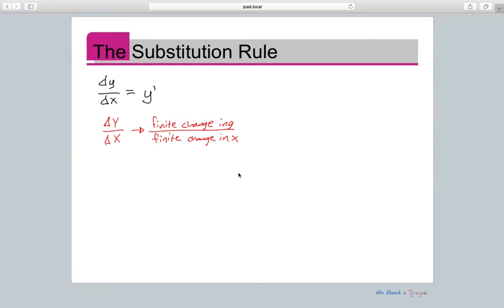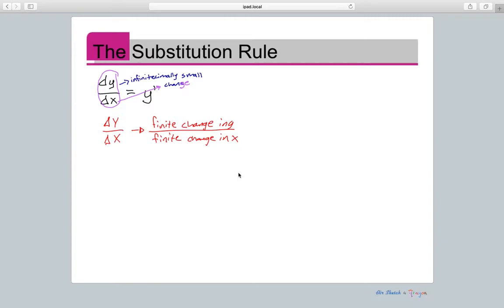Whereas the dy dx, remember, this is an infinitesimally small change in y over an infinitesimally small change in x, okay? So with that in mind, as long as we understand that dy and dx are just infinitesimally small quantities, we're going to now be able to treat this dy dx like a fraction, okay?